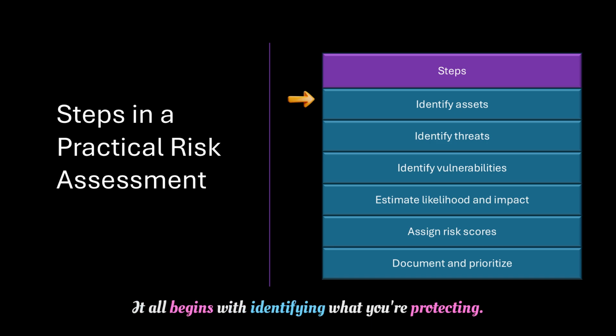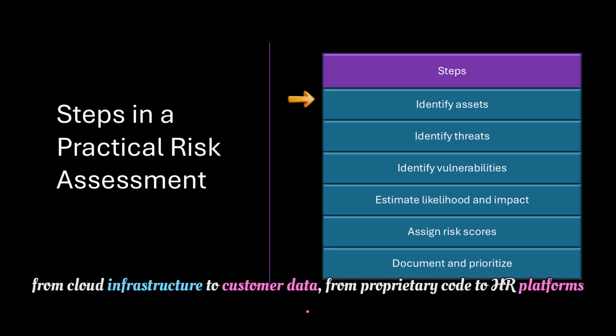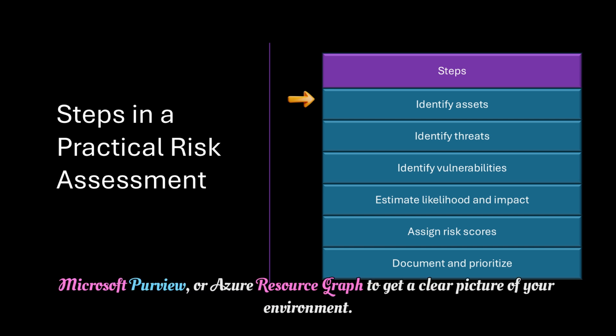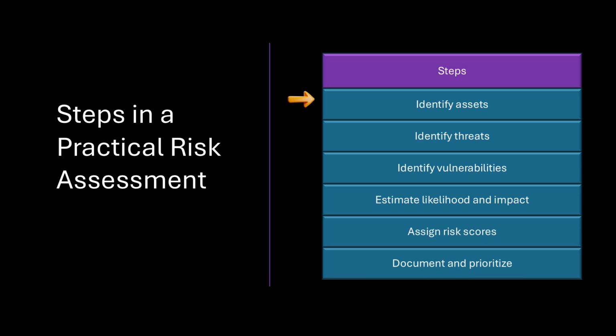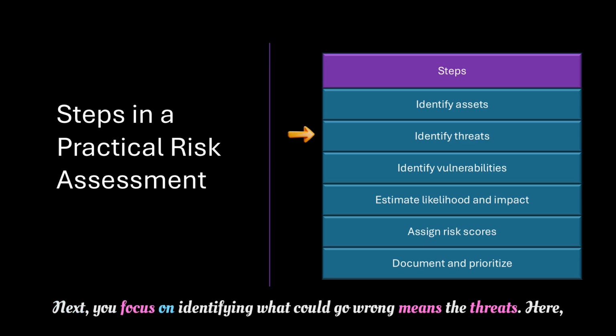It all begins with identifying what you're protecting. This means working across teams to inventory your critical assets, from cloud infrastructure to customer data, from proprietary code to HR platforms. You'll likely rely on tools like ServiceNow, CMDB, Microsoft Purview, or Azure Resource Graph to get a clear picture of your environment. But more importantly, you'll lead the conversation to understand which assets truly matter to the business and who owns them.